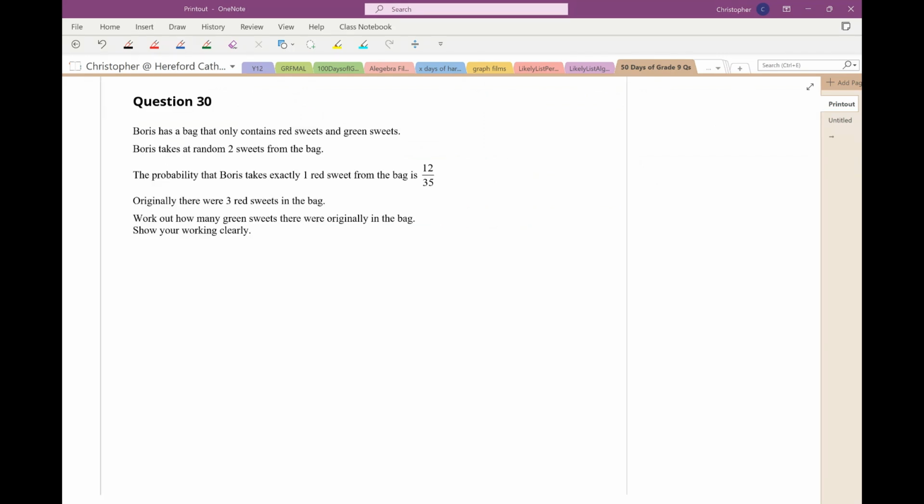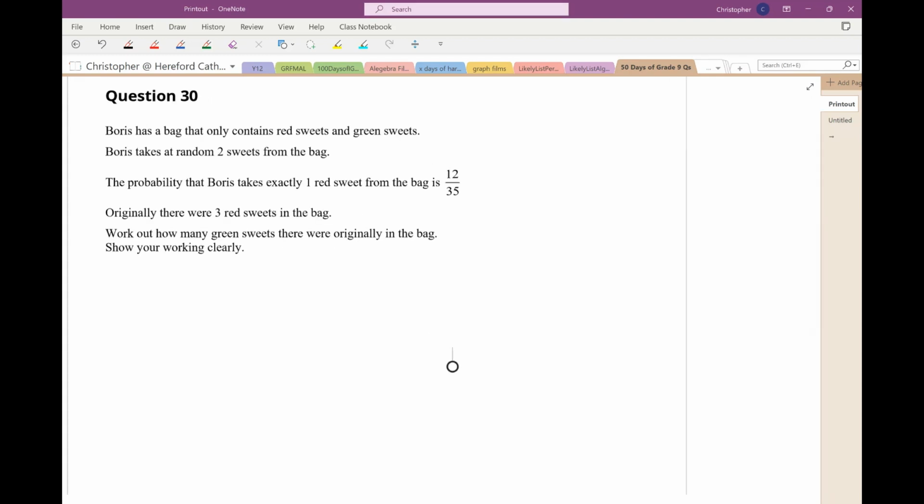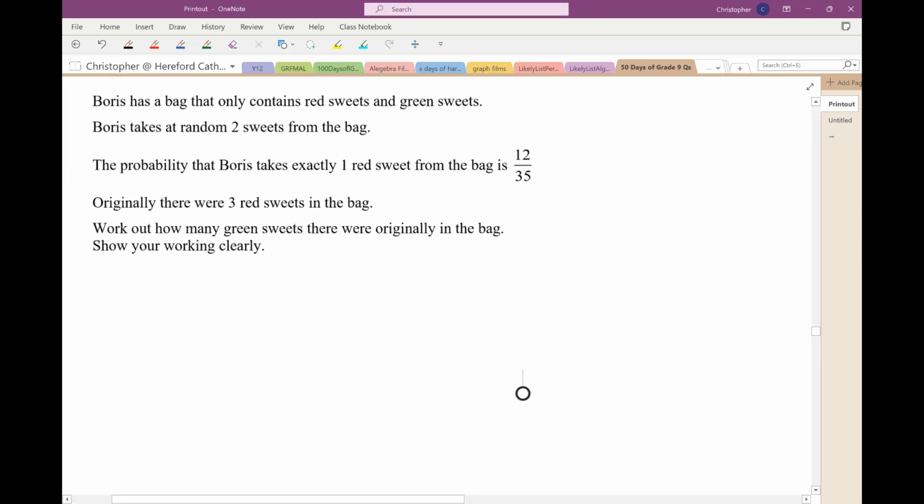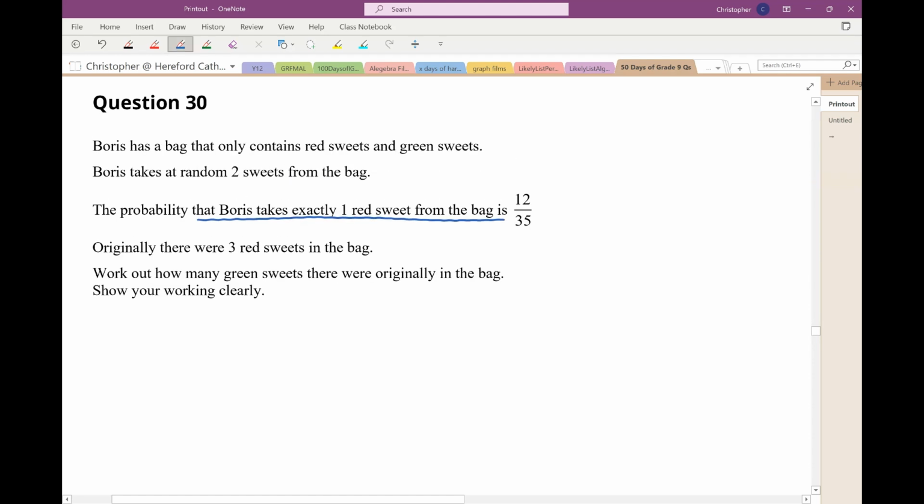Question 30. Right, looks like probability. Boris has a bag that contains only red and green sweets. He takes 2 sweets from the bag. The probability that he takes exactly 1 red sweet is 12/35. Originally there were 3 red sweets in the bag. Work out how many green sweets there were originally in the bag. Well, let's say that there are 3 red, and let's say there were G green.